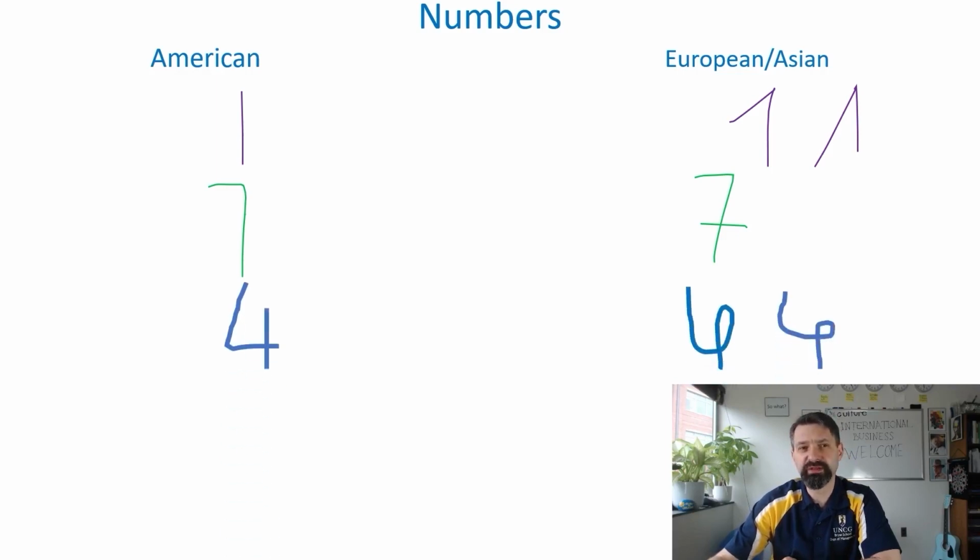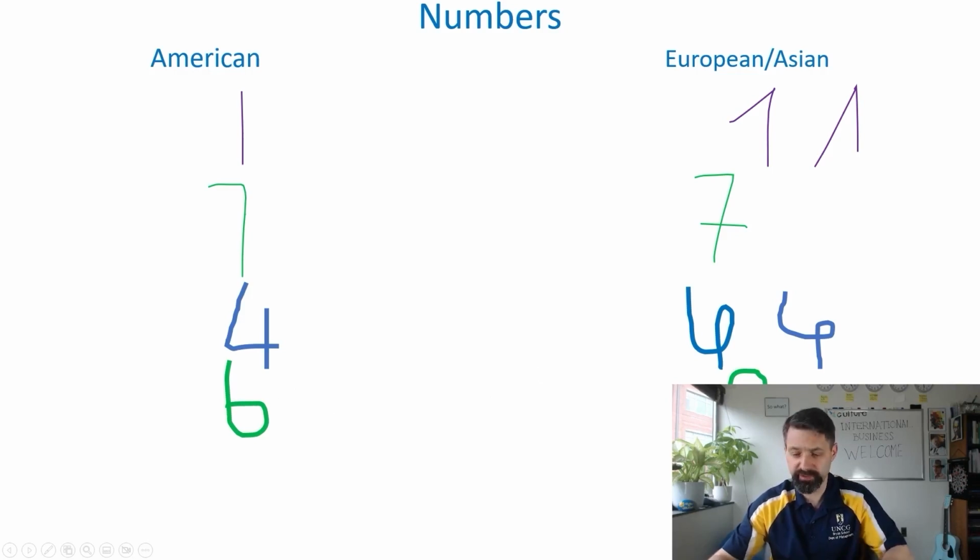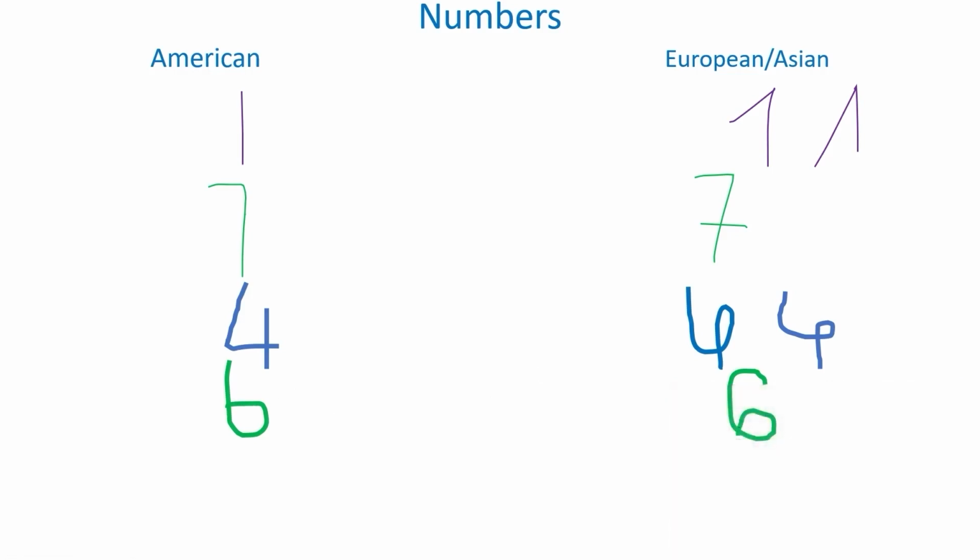But so here is another one. American 4 looks like this. European and Asian 4 looks like this. And so the European and Asian 4 looks more like 6 to Americans. So in Europe, 6 has this extra hook on top, whereas the American 6 doesn't have that hook.